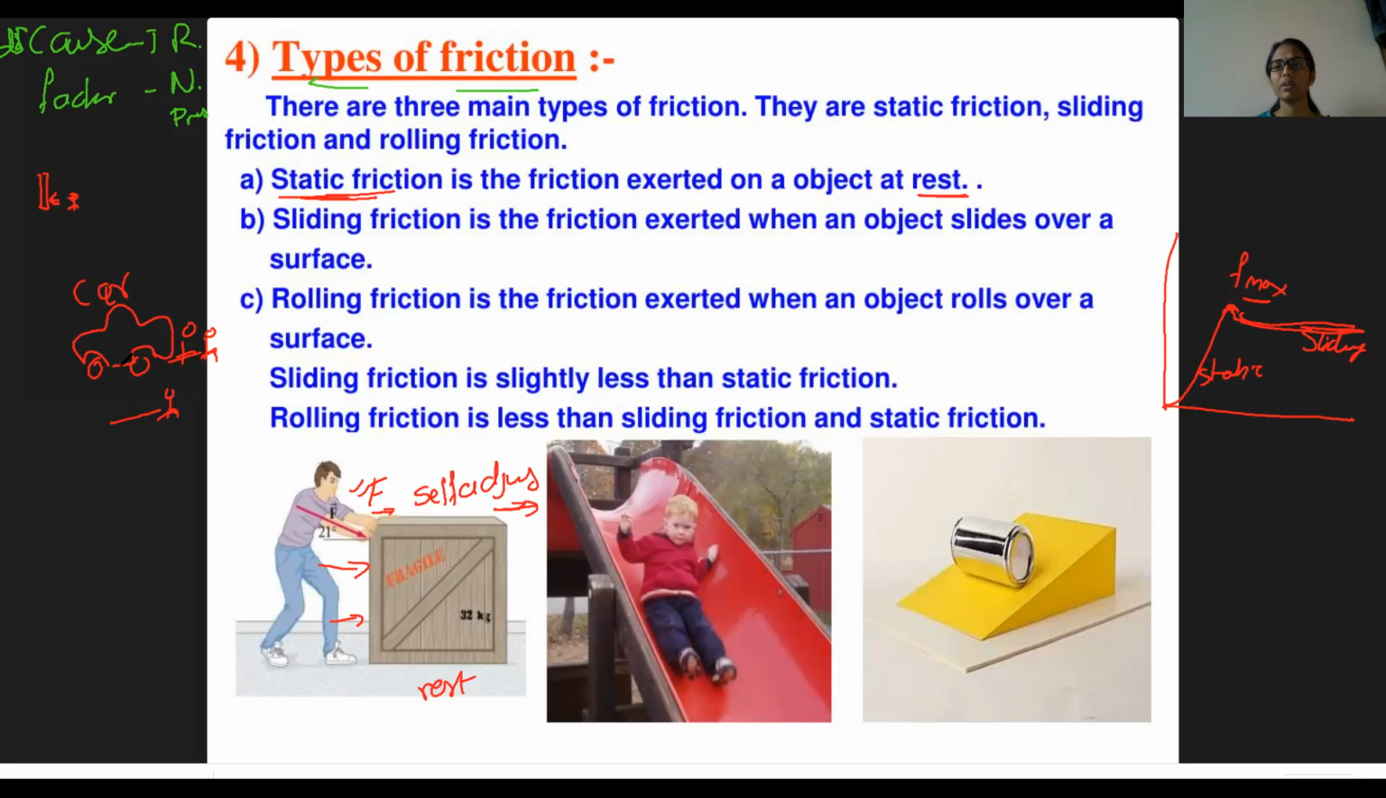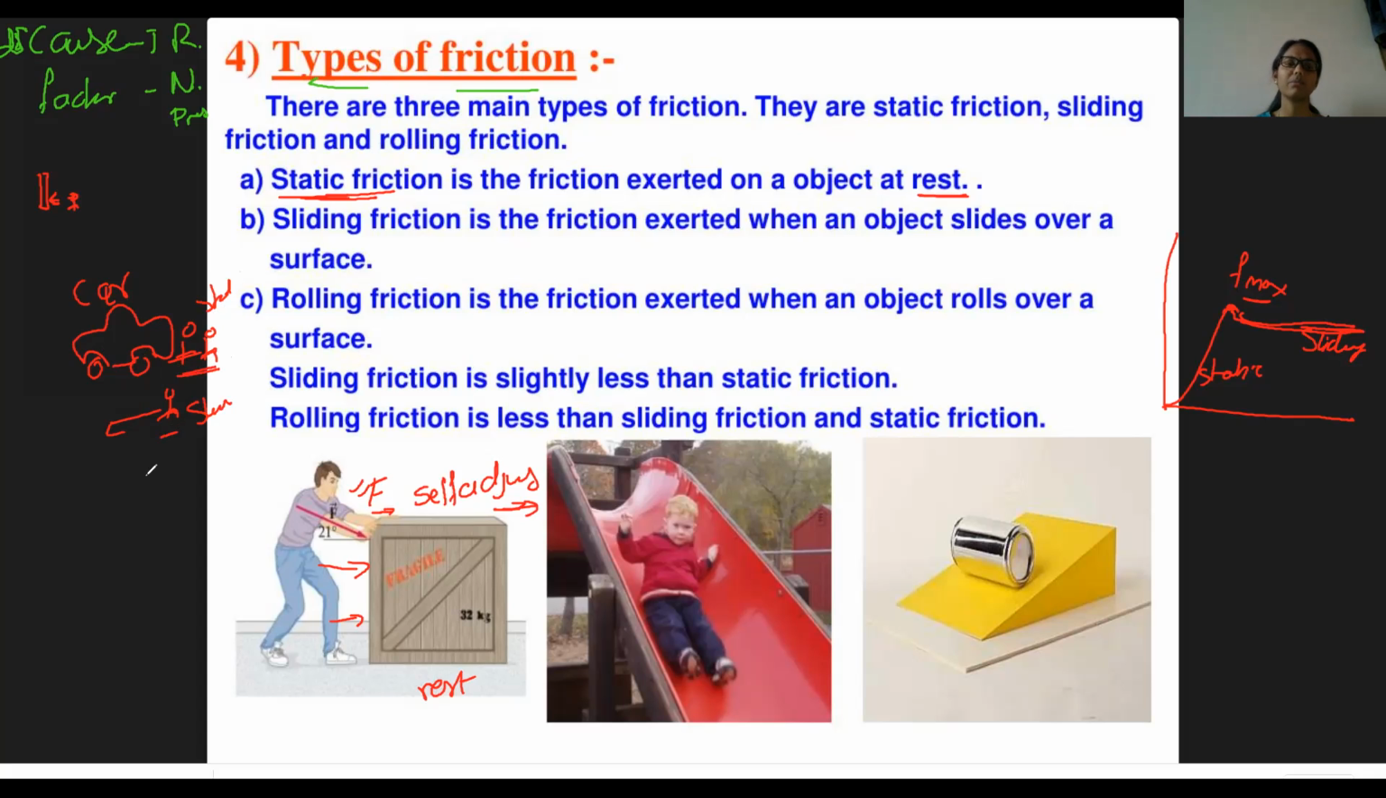Once it starts moving, one person is enough to push this car. That means here sliding friction is less compared to the static friction. For the body to start moving, more persons are required to pull this car. Once it starts moving, only one person is enough to push it.